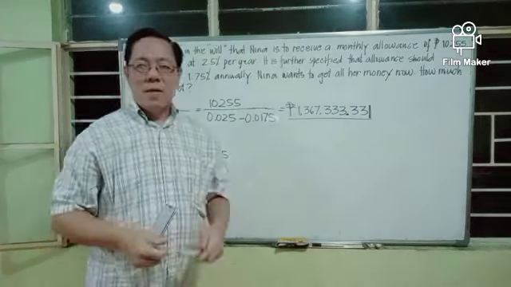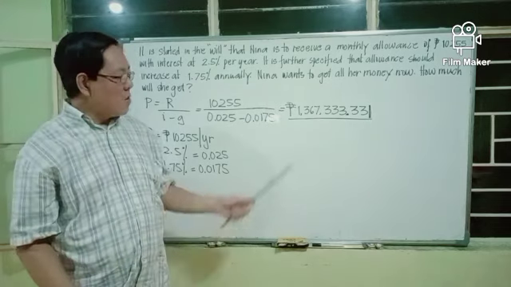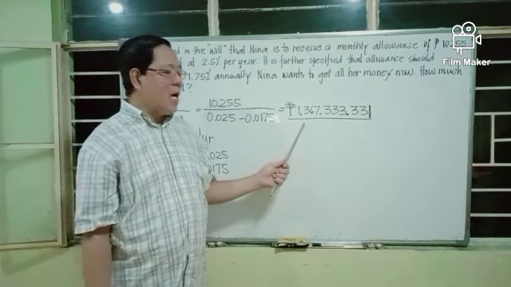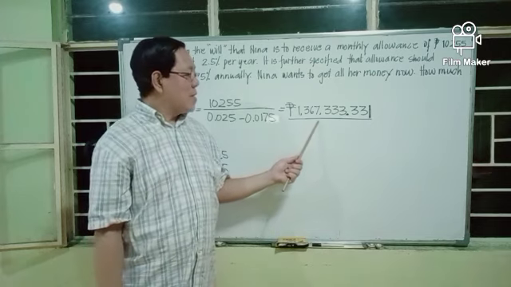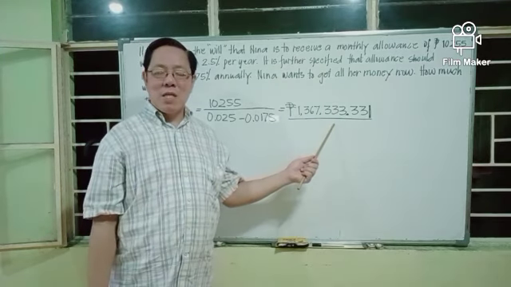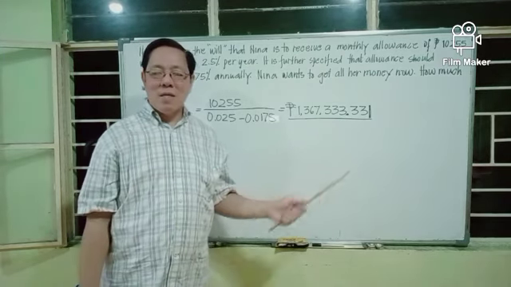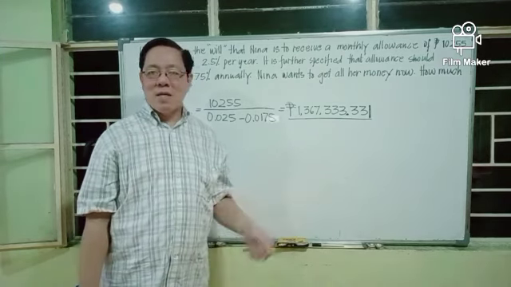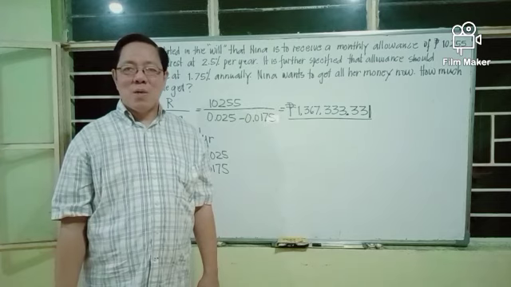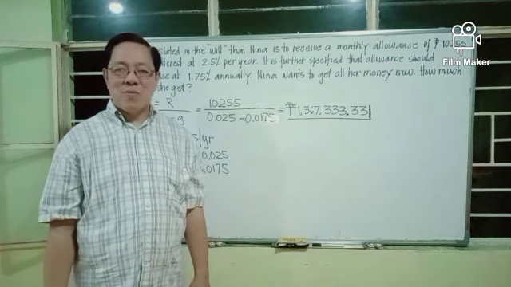Hence, if Nina will get all her money now, instead of receiving 10,255 pesos annually, she will get this amount today, 1,367,333.33 pesos. And this will make Nina an instant millionaire. And that completes our lesson on perpetuity.